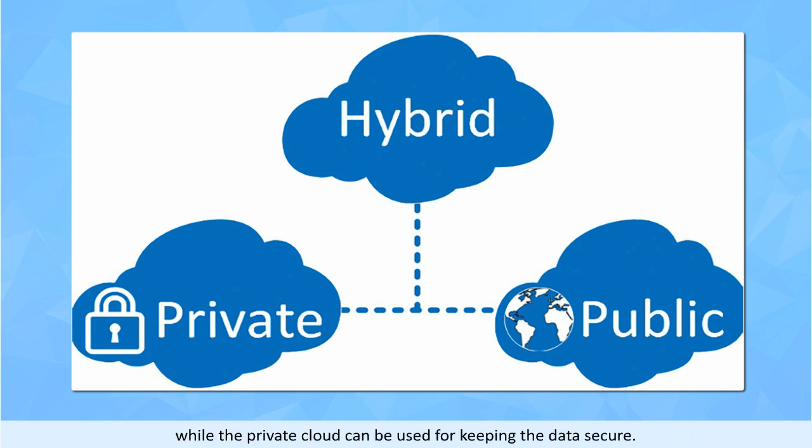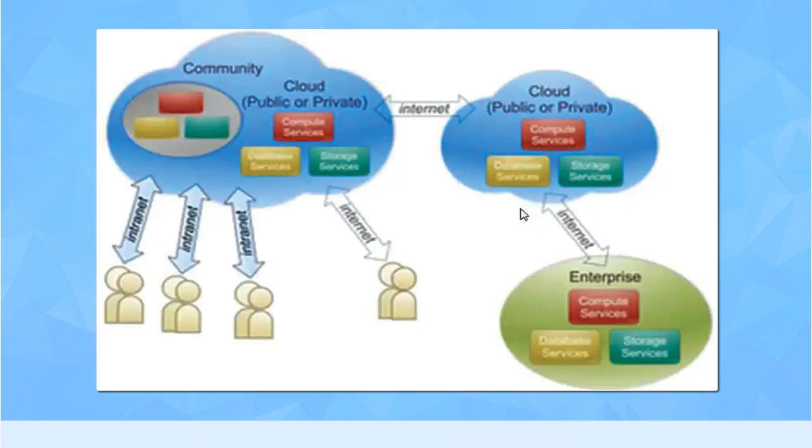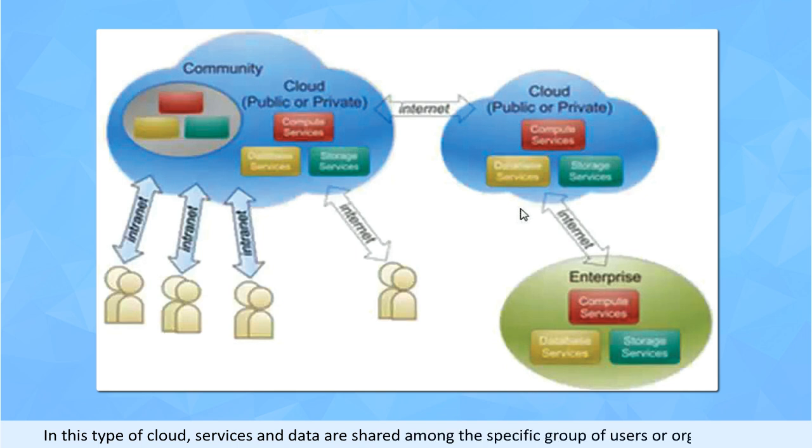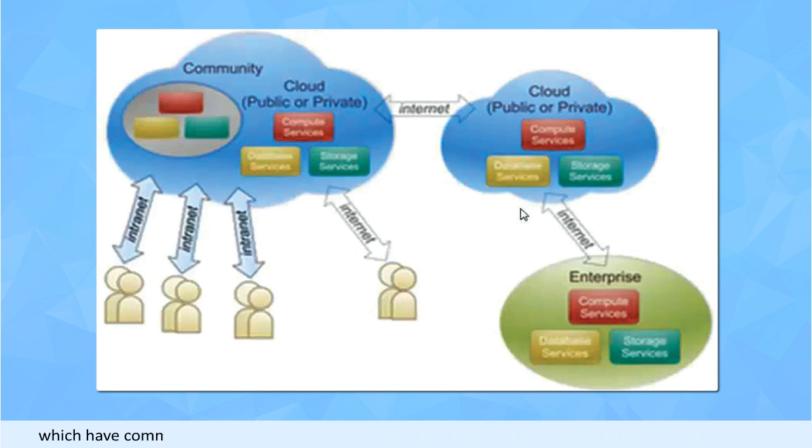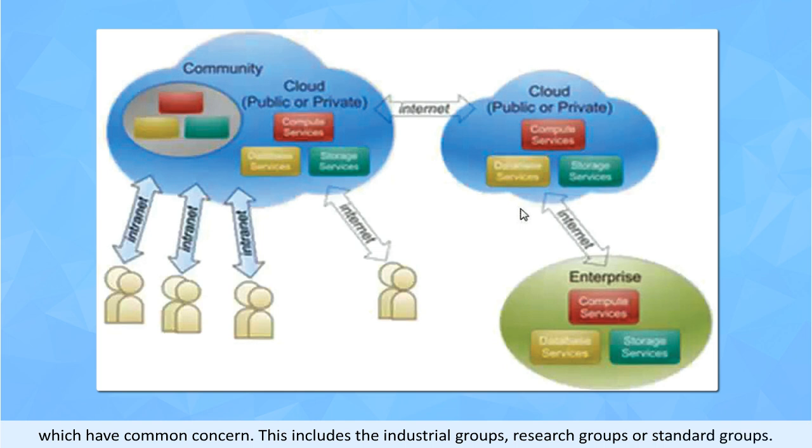The public cloud can be used to interact with the customers, while the private cloud can be used for keeping the data secure. Community. In this type of cloud, services and data are shared among the specific group of users or organizations which have common concern. This includes the industrial groups, research groups, or standard groups.